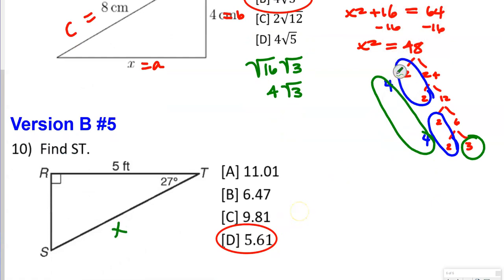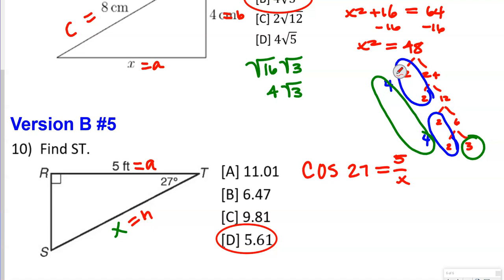So this next one says find ST. So I'm going to put an x here, and then we're going to label these what they are. So that's our hypotenuse, right? And isn't this adjacent because it touches the angle? It's not opposite the angle, but it's adjacent to it. Now, what ratio uses A and H? Yes, cosine. So the cosine of 27, cosine of the angle, is equal to the adjacent, which is 5, over our x.